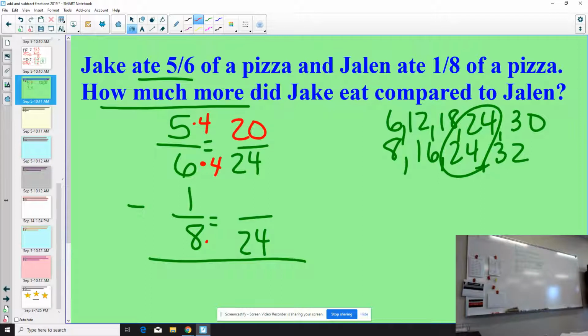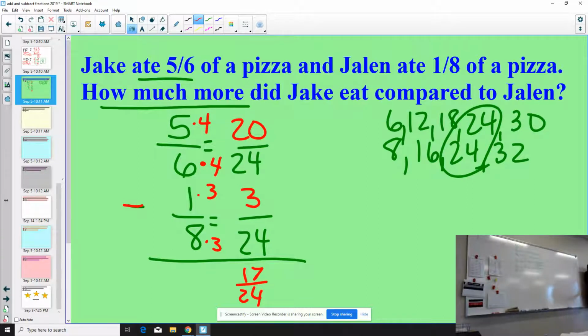What do I multiply by 8 to get 24? 8 times 3 is 24. So I got to take 1 times 3 to get 3. Right, now I'm subtracting, not adding, so I gotta take 20 minus 3 to get 17 over 24.